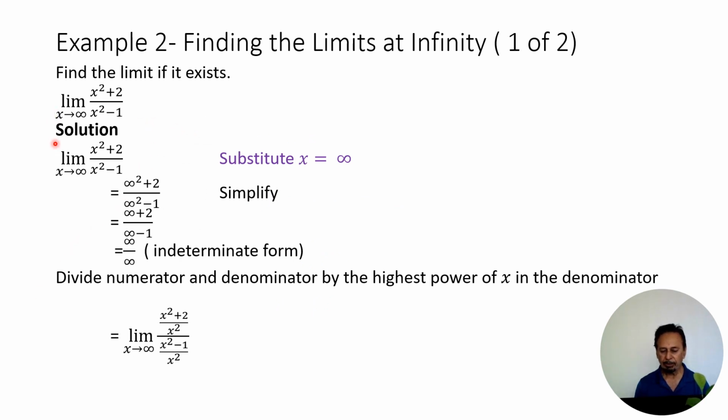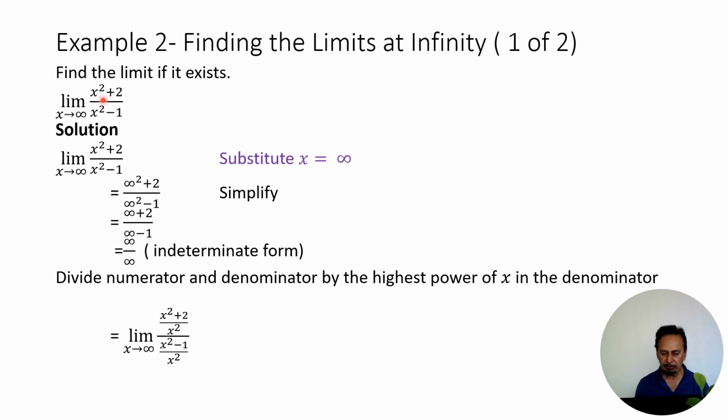Example 2. Now we're going to find the limit as x approaches infinity of x squared plus 2 over x squared minus 1. Again, as per the guideline, we substitute x equal to infinity in the function. So this becomes infinity squared plus 2 over infinity squared minus 1. Infinity squared is infinity, so the numerator is infinity plus 2, which is infinity, over infinity minus 1, which is also infinity. So we have again infinity in the numerator and infinity in the denominator. As per the guideline, we divide the numerator and denominator by the highest power of x in the denominator. The highest power of x is x squared.